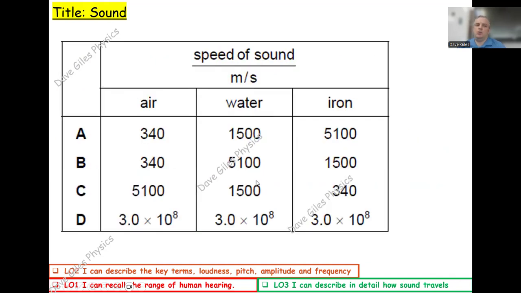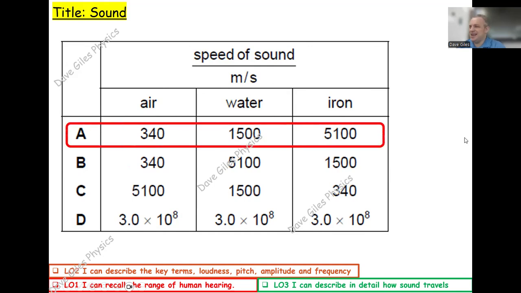And very similar to the question I gave you a few ago, but this time it's got values in. So speed of sound, now we know in air it's about 330 to 350, so we'll say 340. So it must be one of these two. It's going to be fastest in solid, which is iron, and water will be the middle one, so therefore the answer is A.